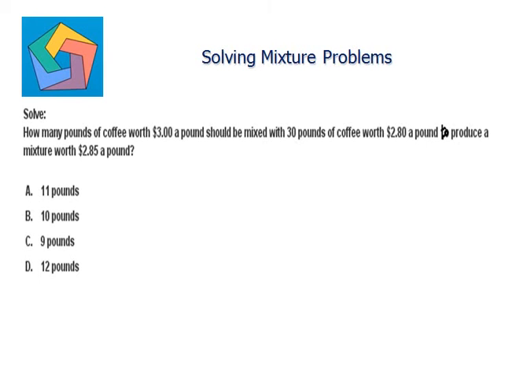Solve. How many pounds of coffee worth $3 a pound should be mixed with 30 pounds of coffee worth $2.80 a pound to produce a mixture worth $2.85 a pound? So we need to find how many pounds of coffee should be mixed with 30 pounds of coffee. So let us say X pounds of coffee worth $3 should be mixed with 30 pounds of coffee worth $2.80 a pound to produce the mixture worth $2.85 a pound.